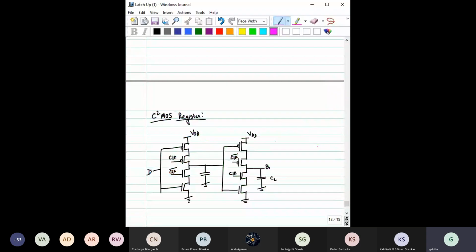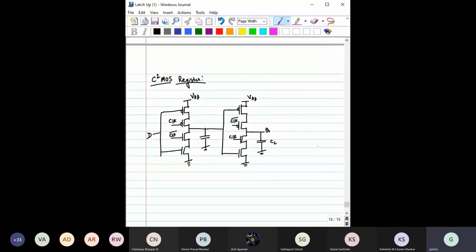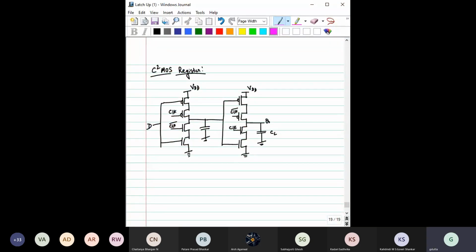Now to stop this clock overlap issue, another type of circuit has been proposed, which is called the C-square MOS register. You may ask why we are studying so many types. Yes, because all these things are in the syllabus. Okay, so it is the C-square MOS register.